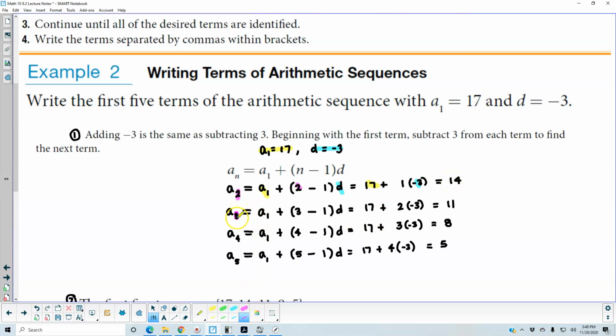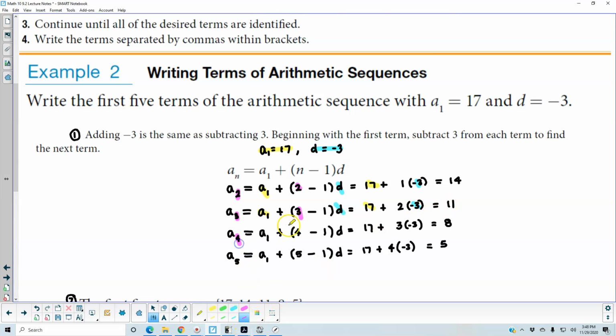Next, we want to find the third term. So that means that n is going to be 3. Again, we know that the first term is 17, the common difference is negative 3, and 3 minus 1 is 2. So 17 plus 2 times negative 3 gives us 11.